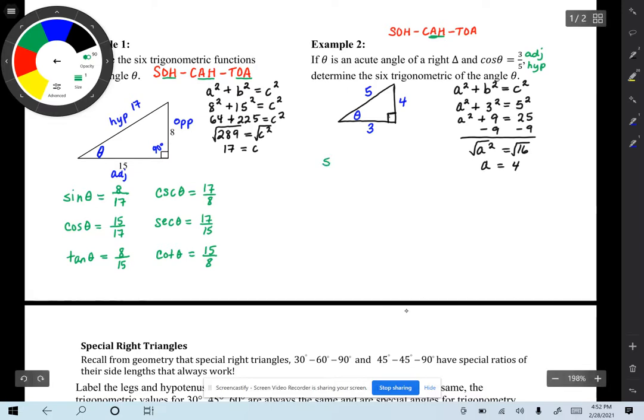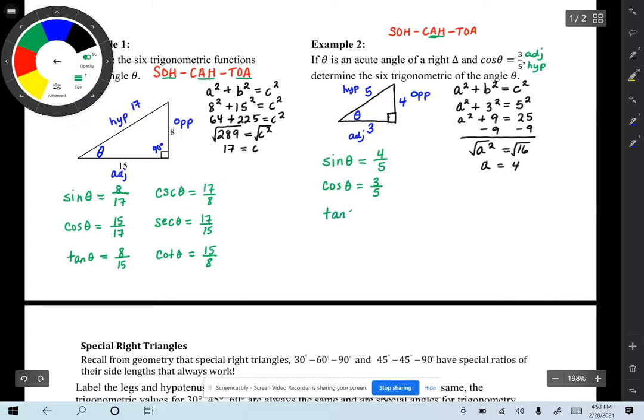So sine of theta is equal to, okay, so now we know that, because we're looking from theta's perspective, opposite, hypotenuse, adjacent. Okay, so sine is opposite over hypotenuse. Cosine was already given to us as 3/5.